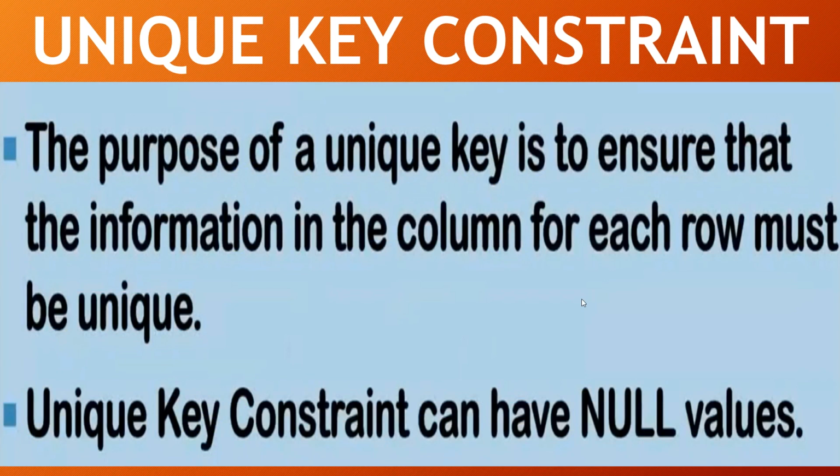Next constraint is unique key constraint. Children, unique word means what? Something which is having a single individual value, something which is not repeated. So the purpose of unique key is that your attribute need not be primary key. It is not necessary that my attribute is a primary key, but we can also ensure that this next column, which is not a primary key, still will not have any repeated values. So what will be the syntax for this?